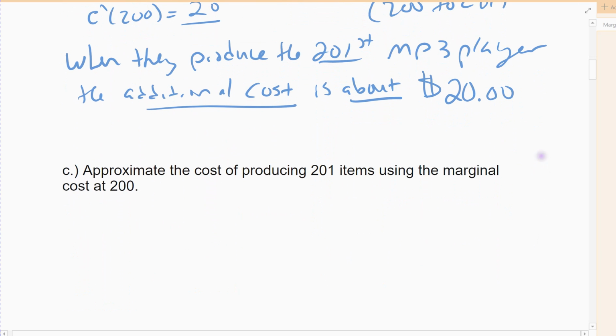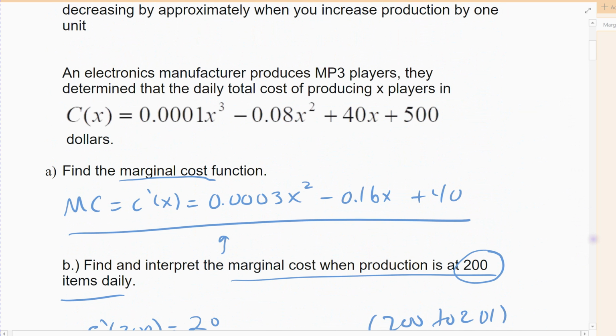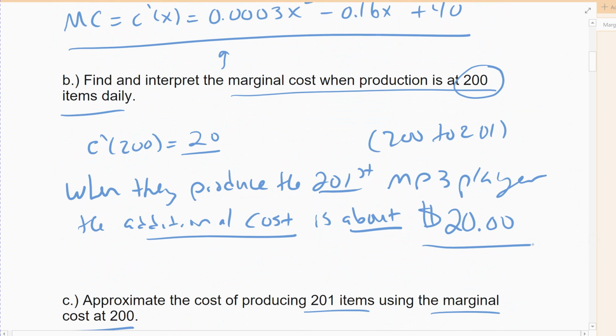Now, the approximate cost for producing 201 items using marginal cost. How much do the 201 items cost? It's approximated by, well, I find the cost at 200, which they should know already. That's their production level. How much are the 200 items costing them? And then the additional cost is about whatever the derivative is at that level 200, which again, they should know. And it's just adding those two values together. So you go back to the original function, plug 200 into the original function, and add to it this $20 in additional cost.